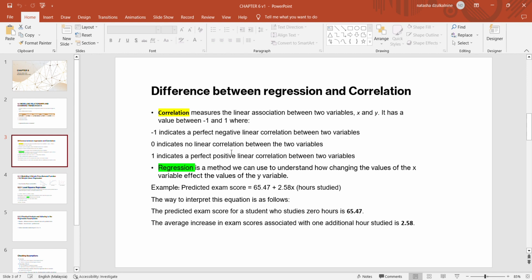between the two variables. Okay, so regression is actually a method we can use to understand how changing the value of the x variable affects the value of the y variable.